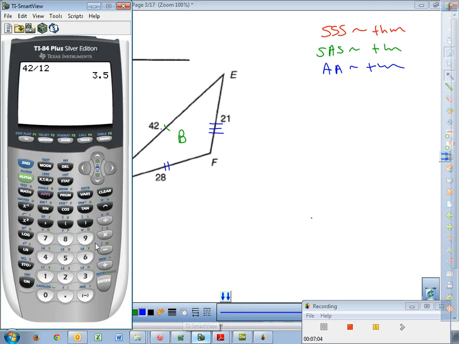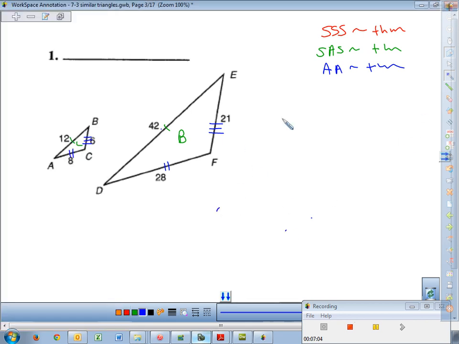28 over 8. Let's see if we get it. 28 divided by 8. Do you get 3.5? Is that enough? Nope. That's only side to side. You need one more set to see if that works. Do 21 over 6. Do you get 3.5? Are these two triangles similar? Yes or no? Yes. By which method? Side, side, side similarity theorem.